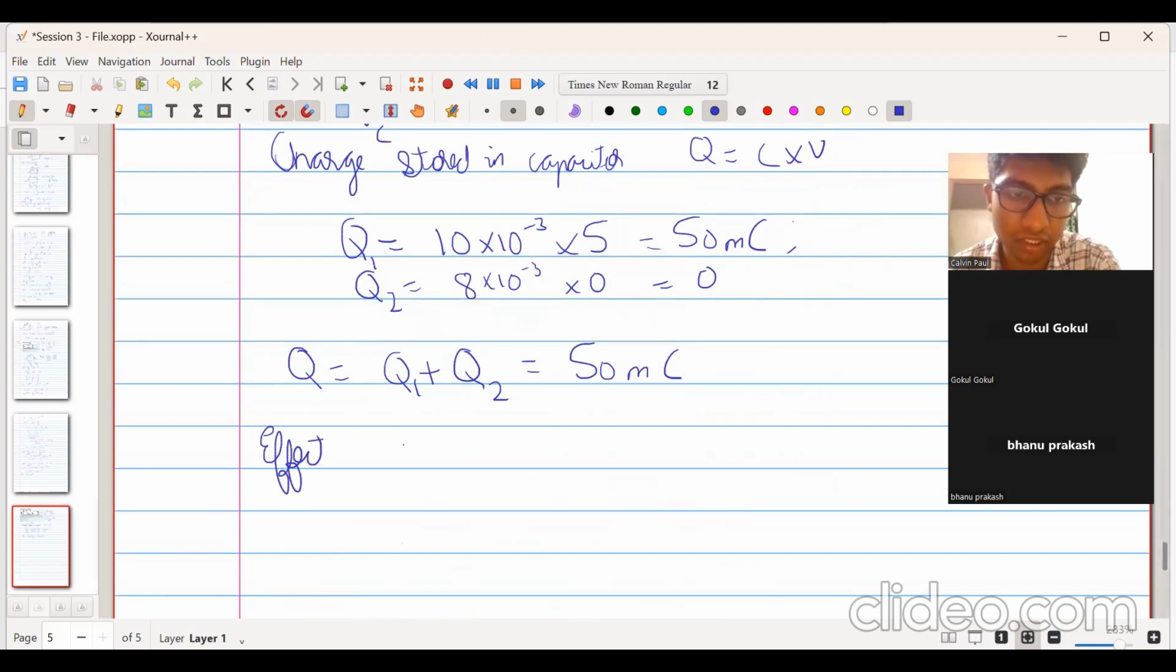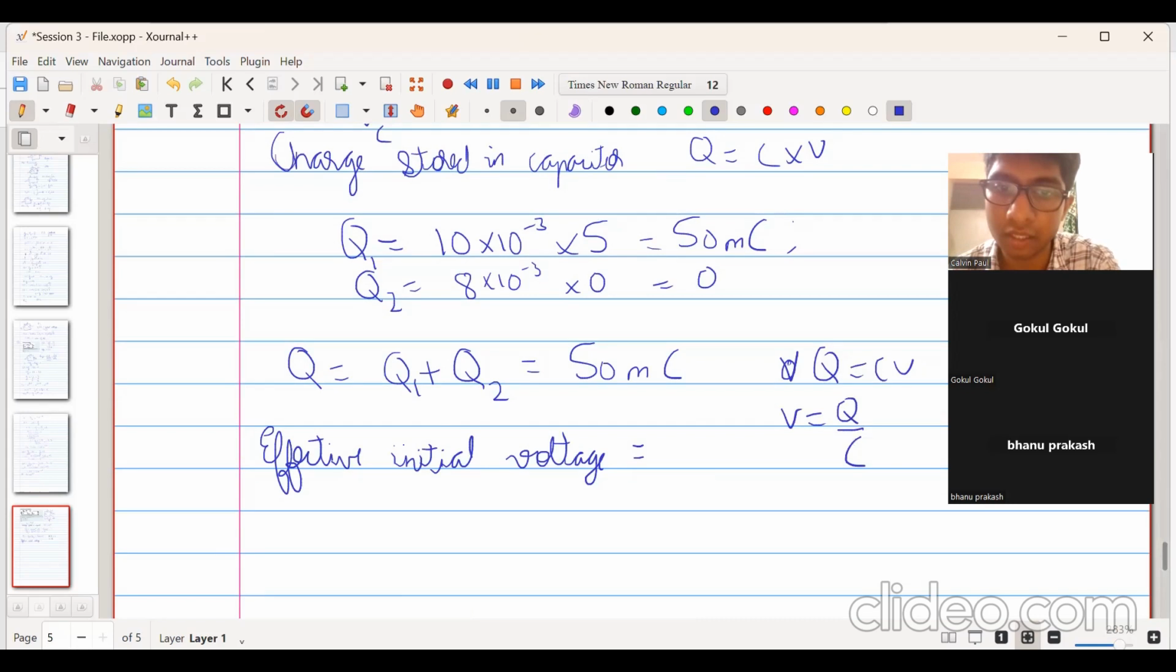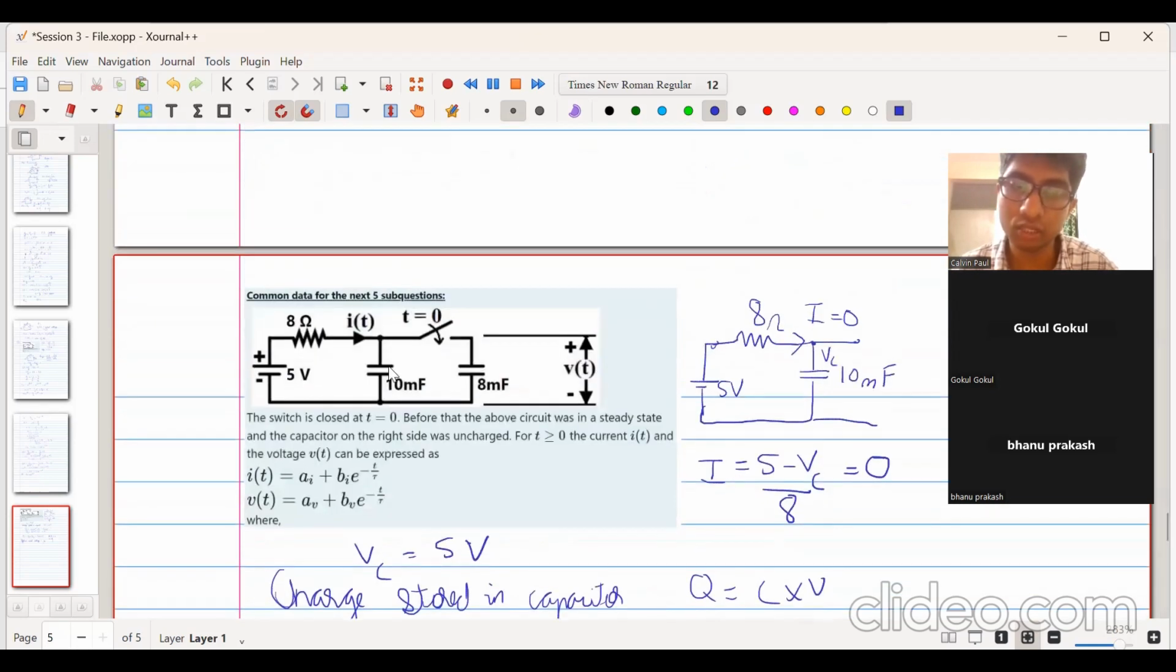The effective initial voltage across both the capacitors is what we want. Now we know for a capacitor, the voltage across the capacitor will be equal to Q upon C. Q we have found to be 50 millicoulomb divided by C effective. So the effective capacitance is for these two capacitors connected in parallel.